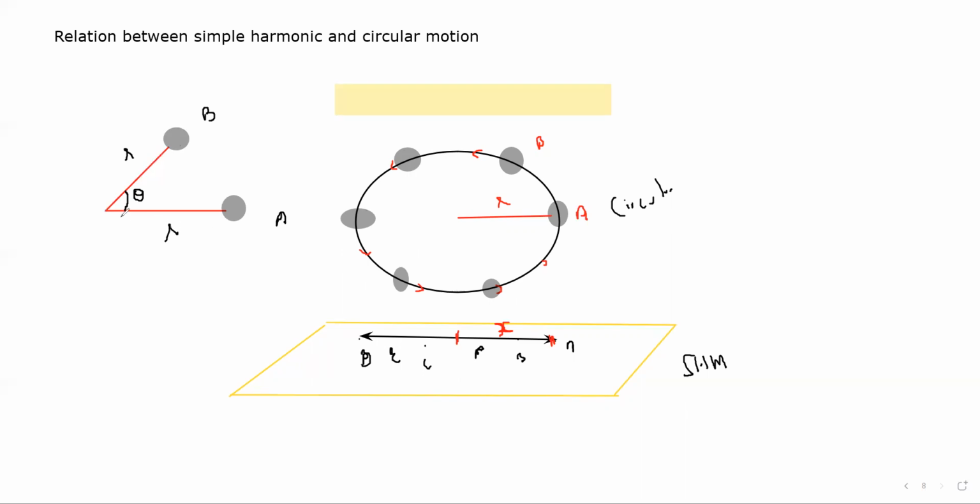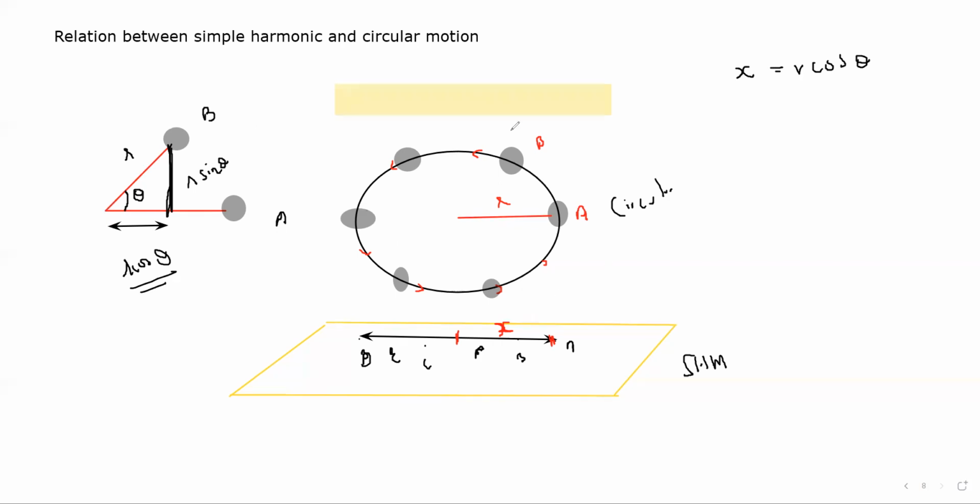So now the total length, because the radius is R, but the distance from the mean position, the maximum displacement is x naught, and the displacement you can represent by x. So this one is R, so the one which is within the angle will be R cos theta, and against the angle will be R sine theta. So we can say now the displacement is equal to R cos theta.